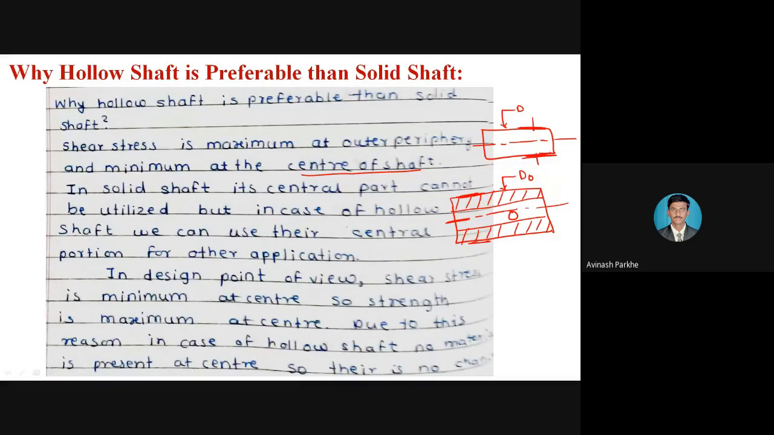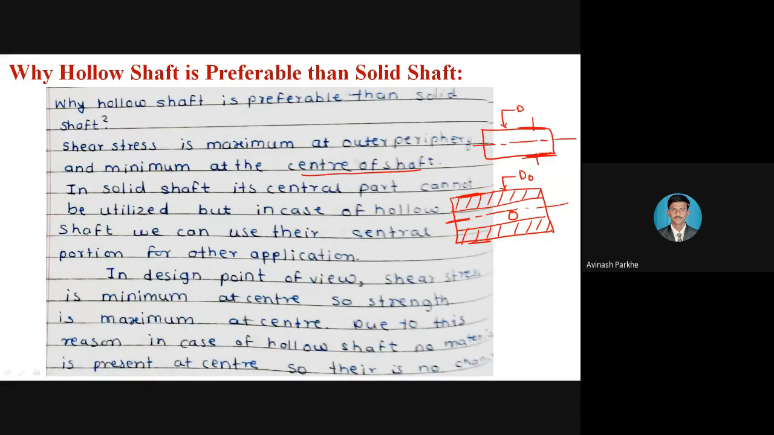Therefore, as the material is not present in case of a hollow shaft at the center, there is no shear stress developed in a hollow shaft at its center point. So this is one of the advantages of the hollow shaft, in which no shear stress is developed at the center point. Why? Because no material is present. Okay, this is the first reason.